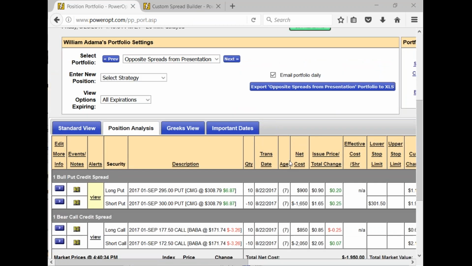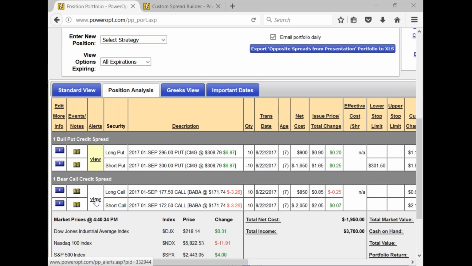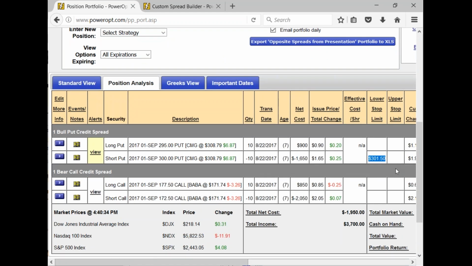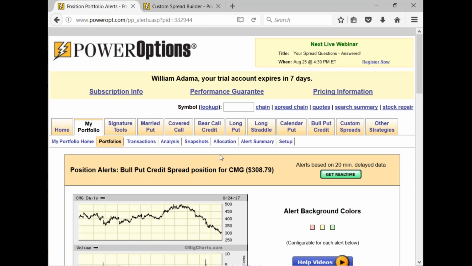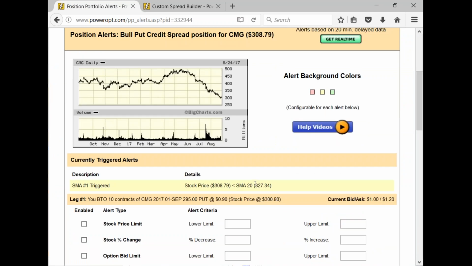There we go. Okay, so now alerts are set. One of them actually did trigger, it looks like. But see, there's my new lower stop limit now on the portfolio for the position. I see alerts been triggered. I go to view. And of course, okay, because this was the opposite one. That's right. This was the opposite spread.